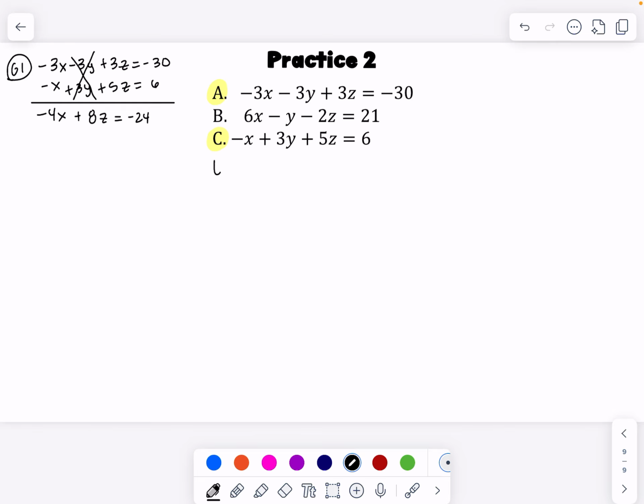So I like to add that equation down here. So ABC, which should actually be D. I'm going to label this equation D. Negative 4x plus 8z equals negative 24. This is another one of our equations that is going to be true, and I got it by combining A and C.